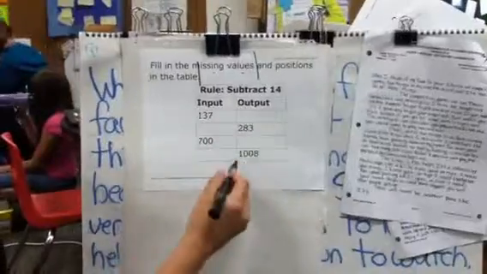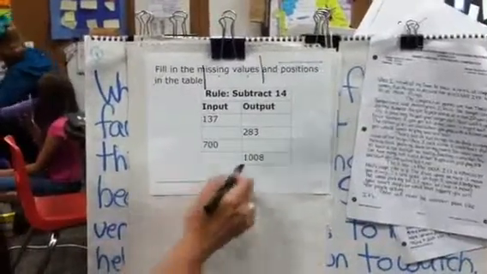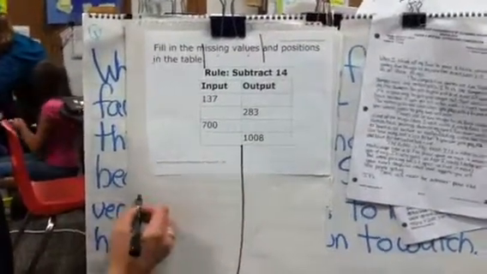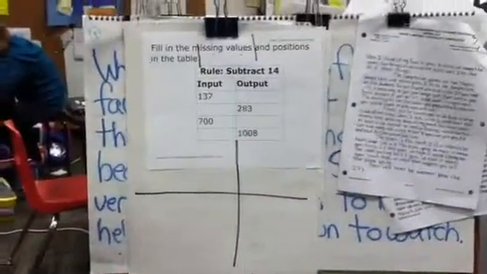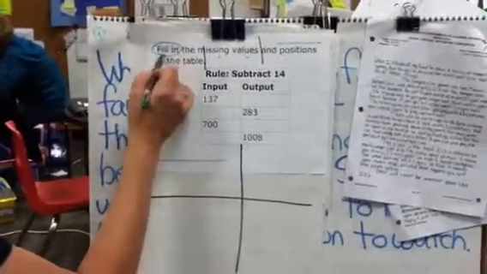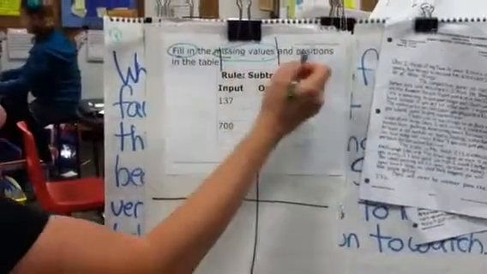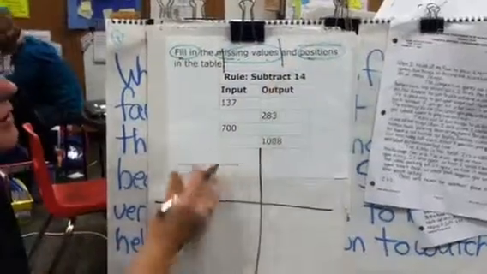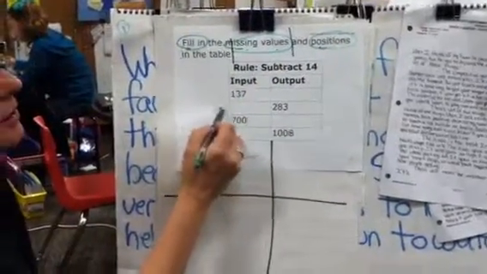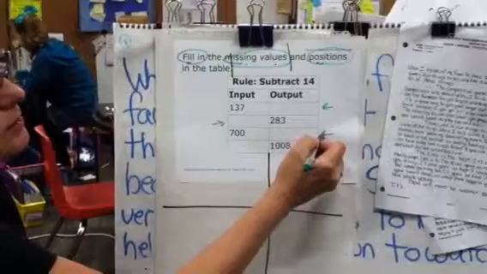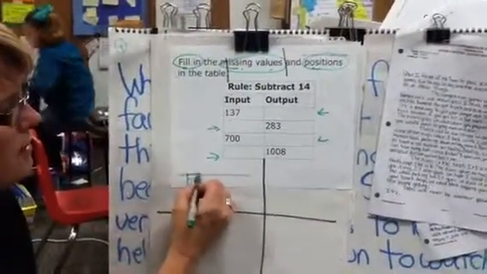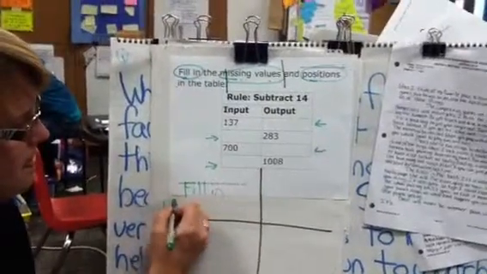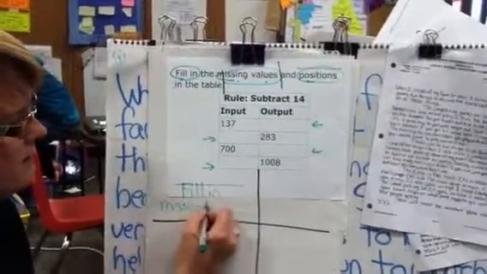Now, I've been given here a rule, and in this kind of problem, there's really no unit bar. But I do still need to find out what my main idea is. So the main idea is I'm filling in the missing values and positions. So in this particular problem, I'm going to be looking for all of the numbers that are missing in my table. So I'm going to fill in missing values.